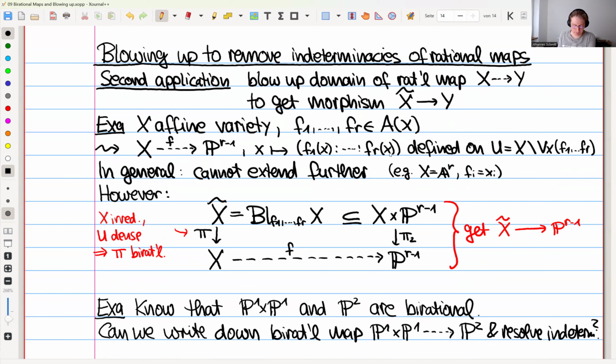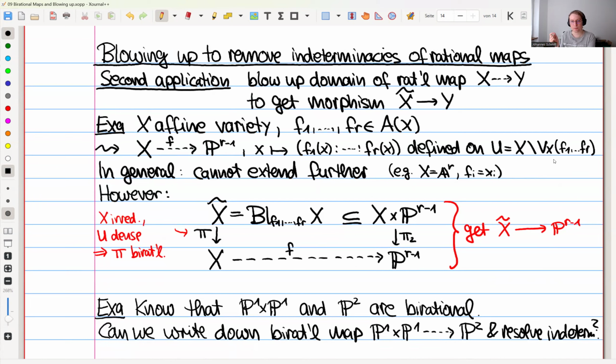These kinds of things we have seen before already, and there we noted that this is a well-defined map as long as this vector is non-zero. In other words, as long as we're on U equals X minus the vanishing locus of all these functions. And in general, you can check in examples. So for example, when X is just affine space A^r and the f_i are the coordinate functions, then this cannot be extended further. You cannot go over this set here.